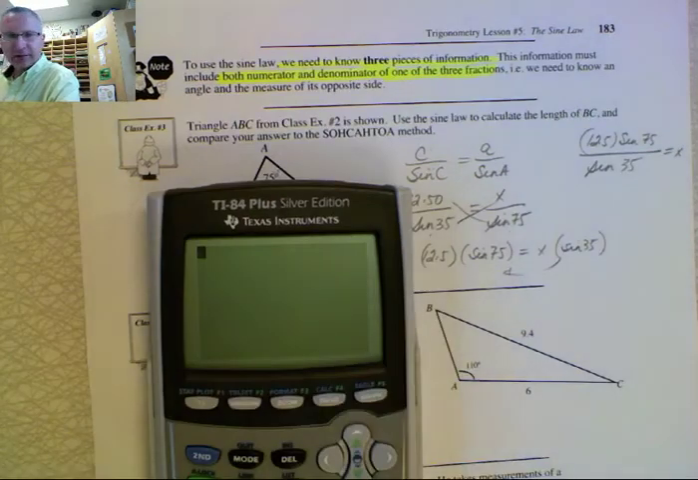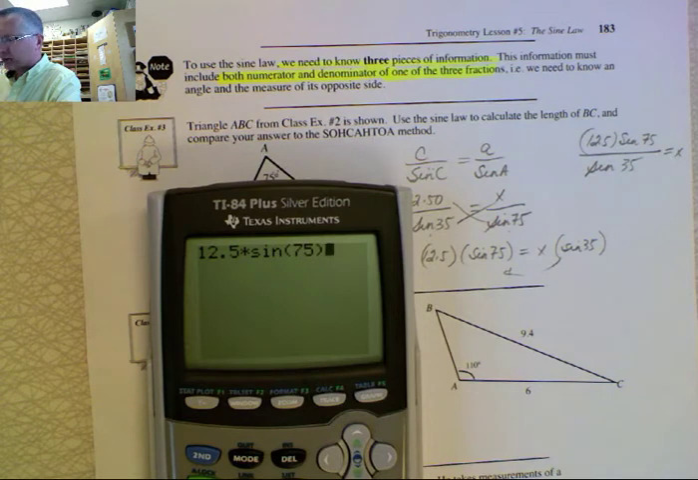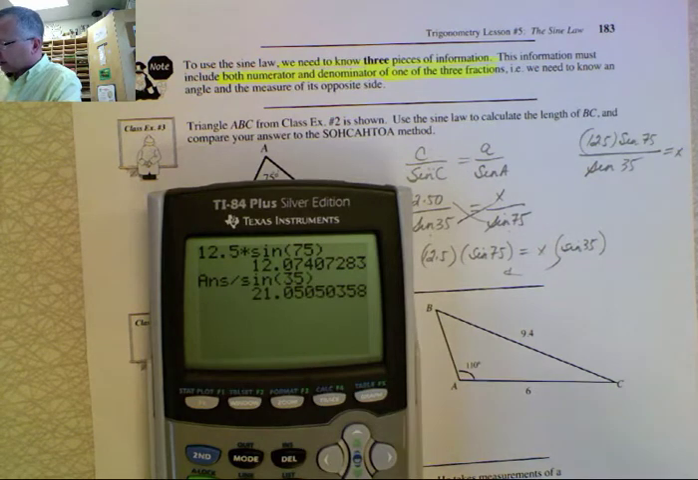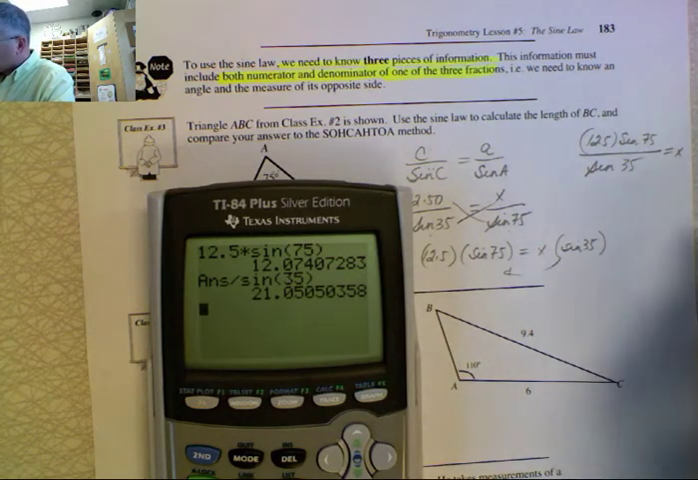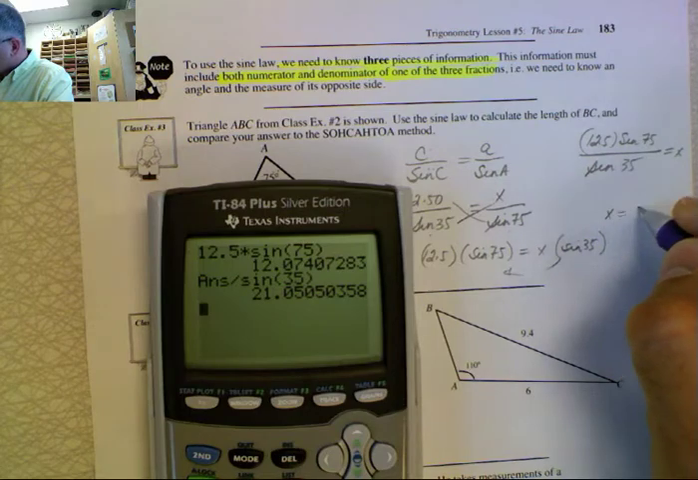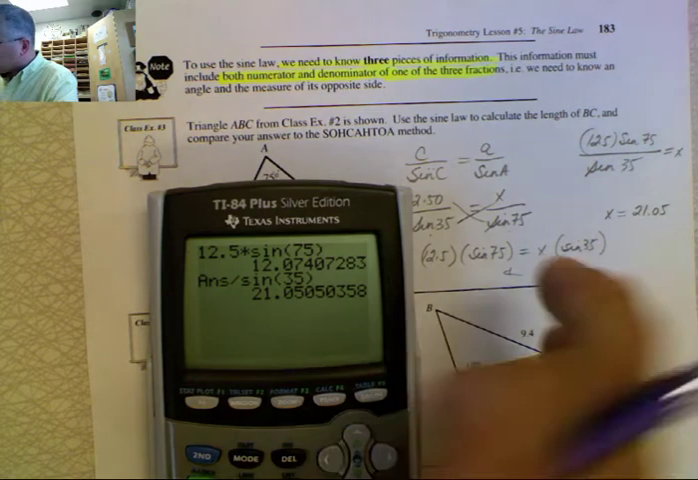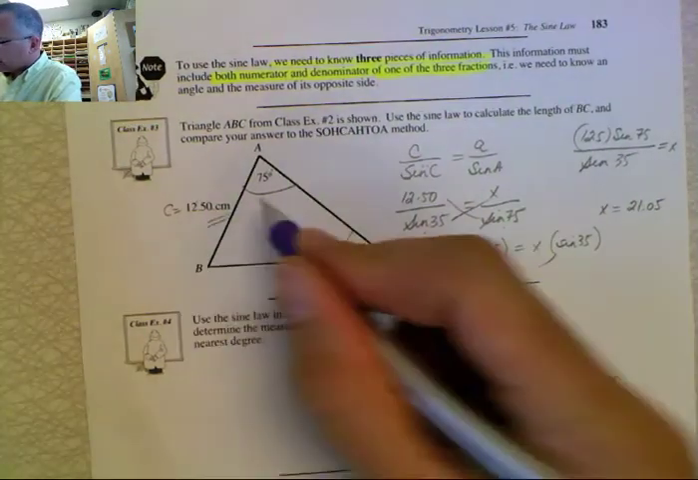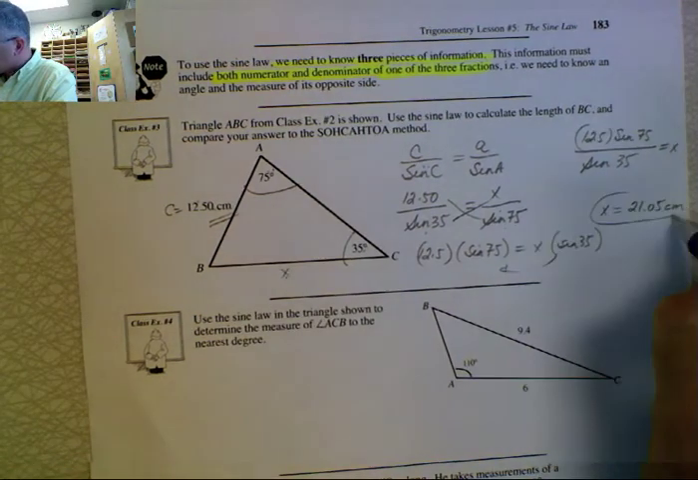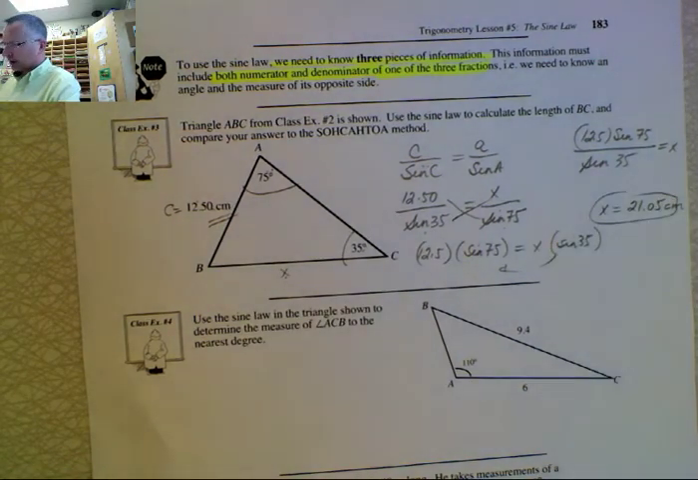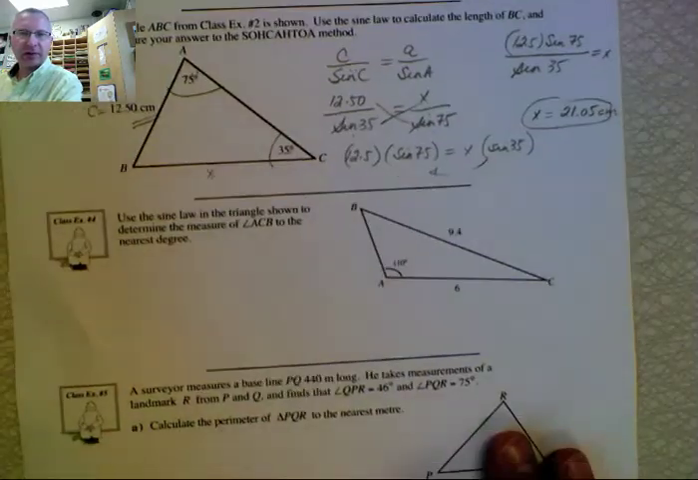So on our calculator, we're going to go 12.5 times the sine of 75. Make sure you close the brackets. Hit enter. Then we're going to divide that by the sine of 35, and we get this side to 2 decimal places to be 21.05. Now, if we look at this again, this is centimeters. So that's not too hard. Let's look at another question.